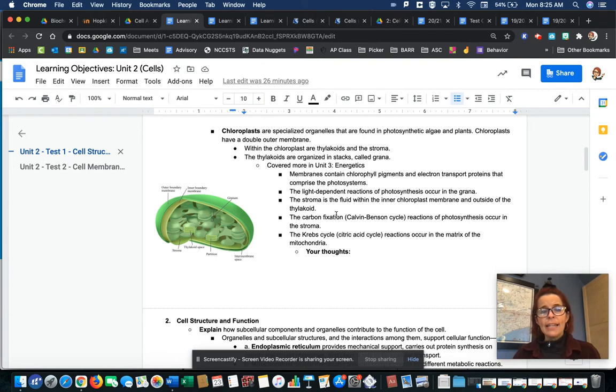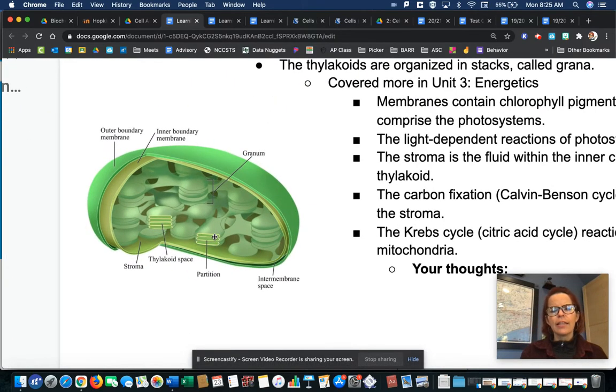Chloroplasts, again, endosymbiotic theory says that they were prokaryotes at one time that were absorbed in, and they have that second layer around it because that's the membrane of the larger cell that absorbed them. They are found in photosynthetic algae and plants. They have the double membrane. Within the chloroplast are the thylakoids and the stroma.